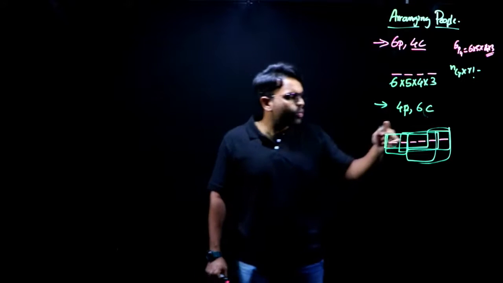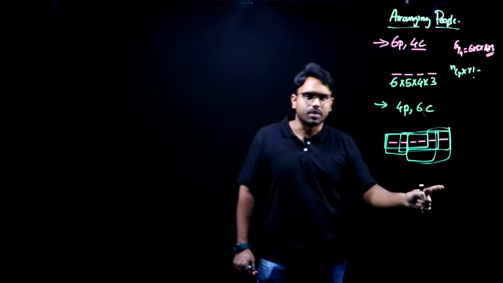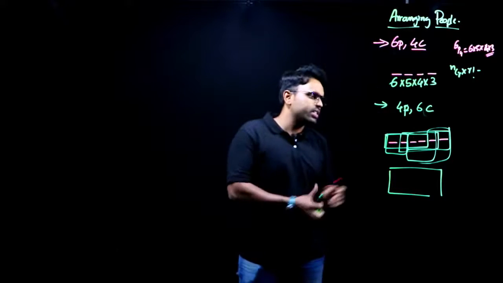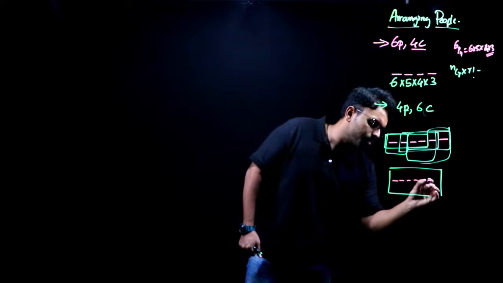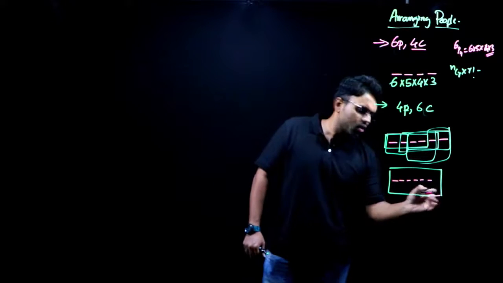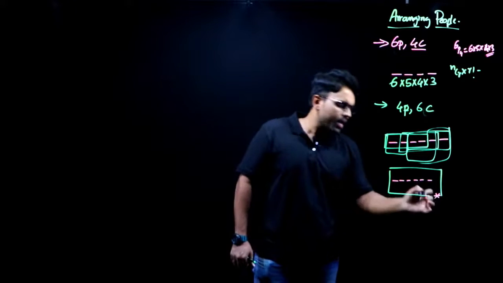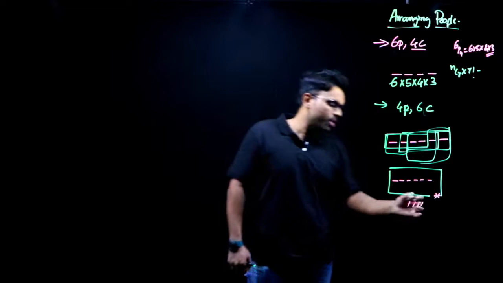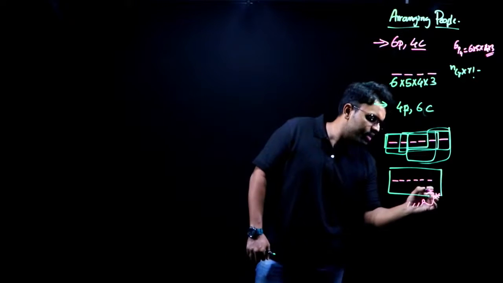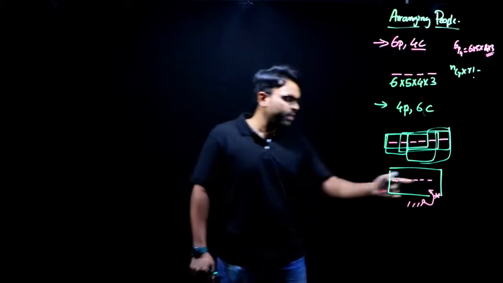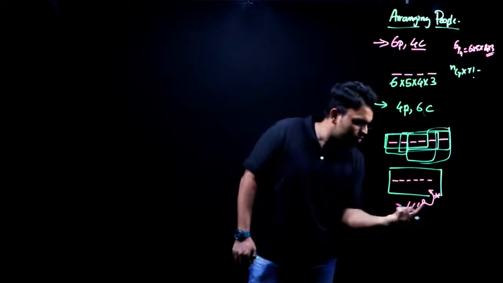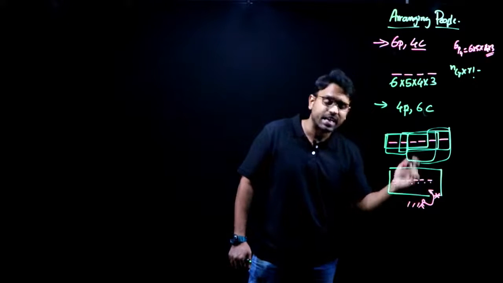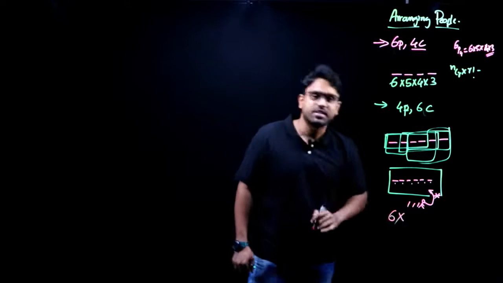Now, how do we deal with such a situation? What we do is imagine that these 6 chairs are inside a closed room. There is a door here, and 4 people are waiting outside this room: 1, 2, 3 and 4. When the first person walks into this room, in how many different ways can he sit? He can sit in the first, second, third, fourth, fifth, or sixth. He can sit in 6 different ways.